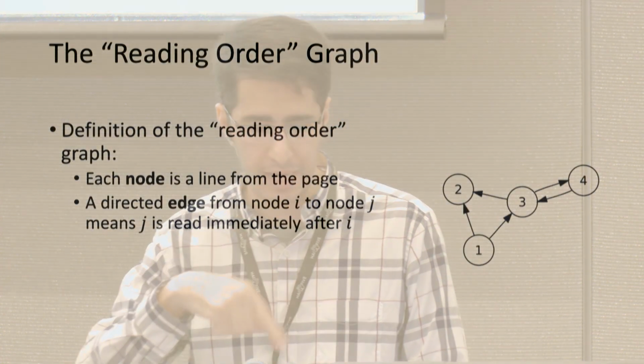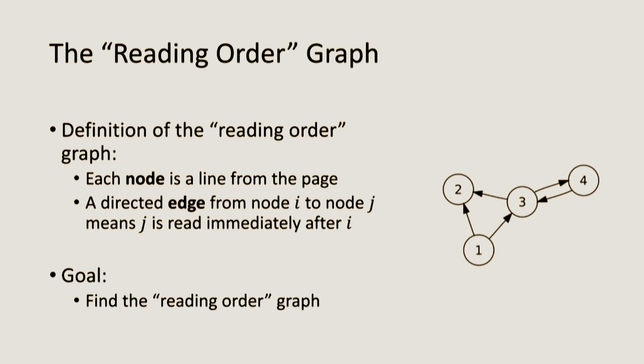Let's say you start from the title, and the title is a node, and then you move on to the first paragraph of the first column, that is node 2. And the task is to basically find this reading order graph, which is basically just a line.